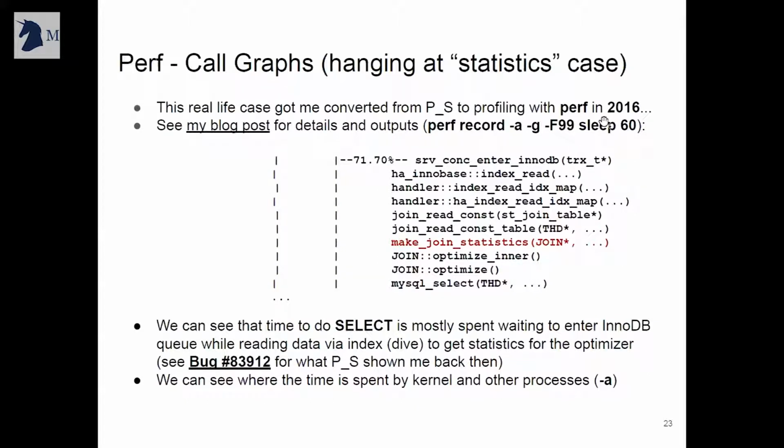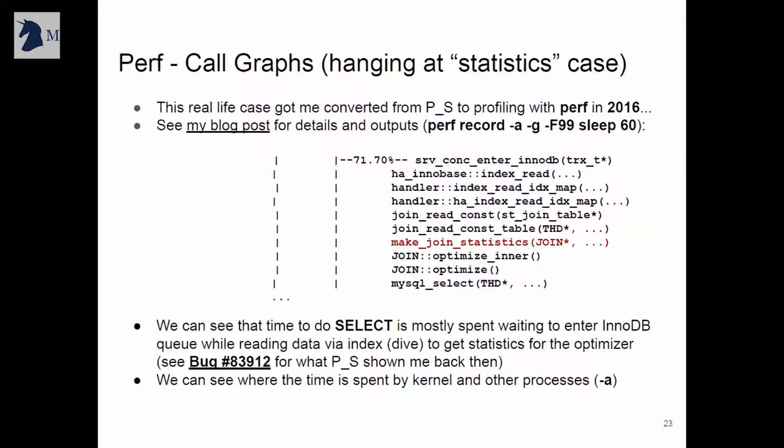So here is an example that got me converted to perf instead of Performance Schema once and for all. This example is a real-life use case from 2016, where in a complex high-loaded Galera cluster, on one of the nodes that executed a lot of updates, simple selects by primary key, single row by primary key, sometimes spent 10 seconds, 15 seconds, 30 seconds doing something under high load while updates proceeded.